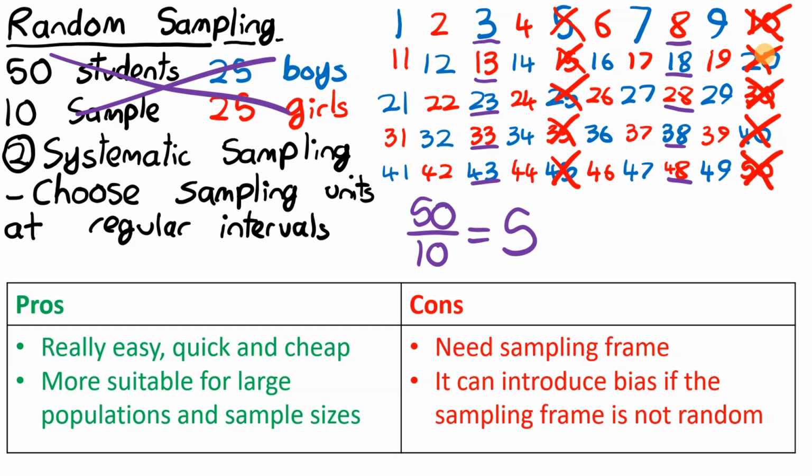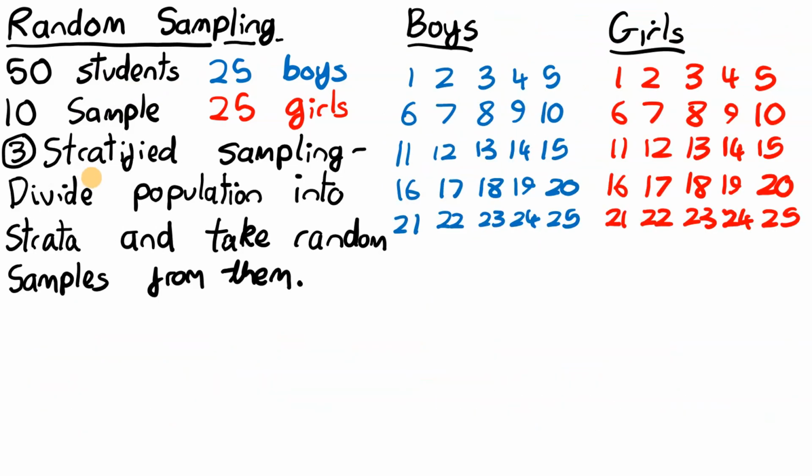I don't think this disadvantage is actually too important, but it is a disadvantage of systematic sampling. The third type is stratified sampling. A potential problem with simple random sampling is it could by chance give me a sample of 6 boys and 4 girls. Let's say I wanted a representative sample, okay?